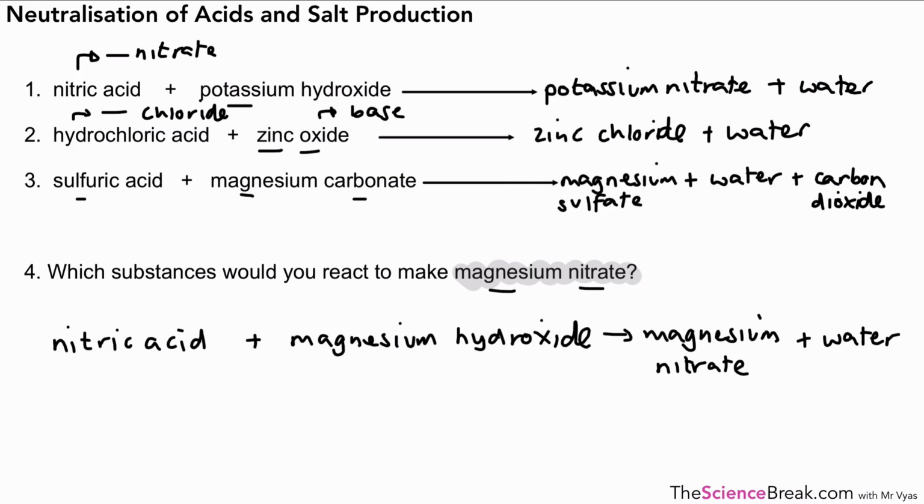Okay, so this is how we would predict the salts we get when we have neutralization of acids and salt production. So hopefully that made sense.